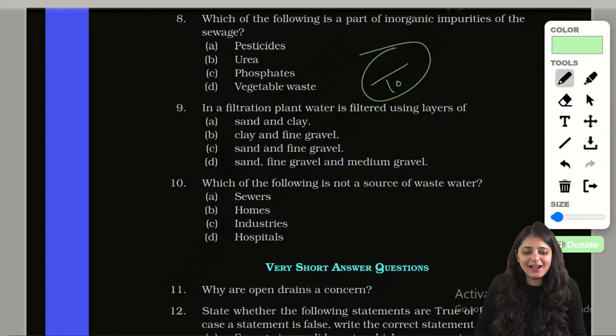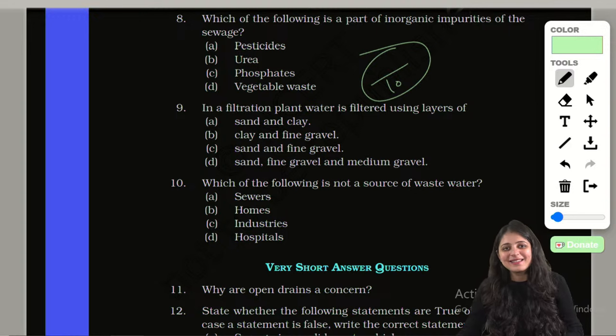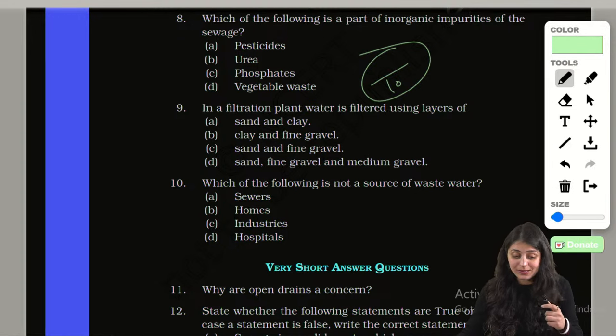Aapke 10 mein se kya marks aaye? Wastewater story mein. What is your score? Grade 6 students, if you are here, we'll have a session for you as well. Don't worry. Kya baat hai? Such good result. Very well done. Awesome. So good to see your results, your marks and your dedication.